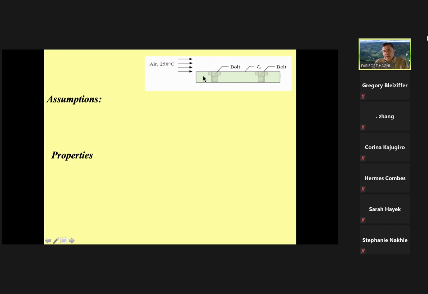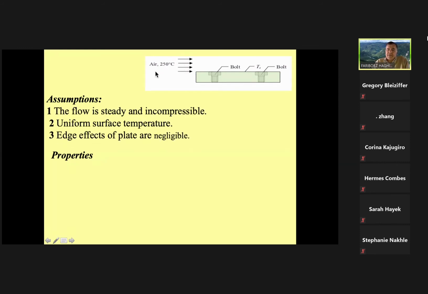Okay, therefore the first thing here is you have to make an assumption. The first assumption I make here is the air passing here, when it reaches this plate, will not be disturbed. That's it. Still, I can assume this is my bulk velocity. Okay. Therefore, the flow is steady, incompressible, uniform temperature, and therefore this is a uniform temperature surface.